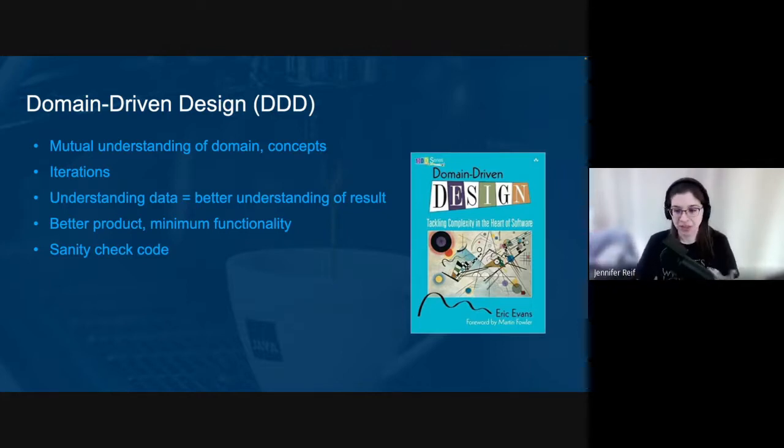Typically this happens over iterations. You become better and more acquainted with the data domain, and so do developers and data analysts and so on. And they build a better project or a better end result because they understand the domain that sits underneath it. So it gives you a better product. You're only building minimum functionality because you understand all of the data that sits at the bottom, and you're not building extra things that don't rely on that data, right? It's also a good way as a developer to sanity check your code. You're only building functionality based off the data layer, that lowest layer of what's in the data, and you're not building anything else.